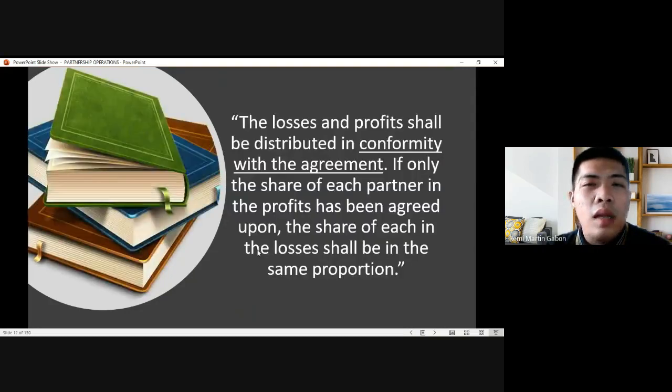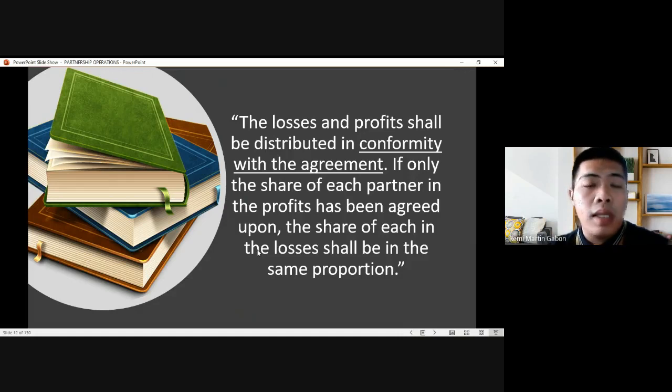The losses and profits shall be distributed in conformity with the agreement. So since we're talking about partnership, we always look into the agreement. The accounting side only rely, it depends on the agreement of the partners. If only the share of each partner in the profits has been agreed upon, the share in the losses shall be in the same proportion. Anong ibig sabihin niyan? Walang problema on the first statement that the losses and profits shall be distributed in conformity with agreement. So we shall depend or rely on the agreement of the partners.